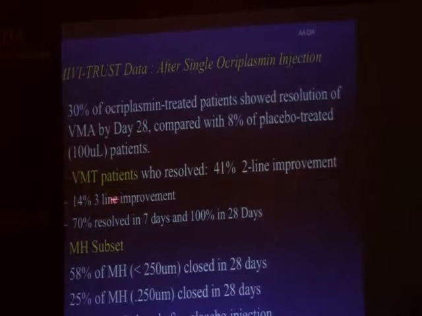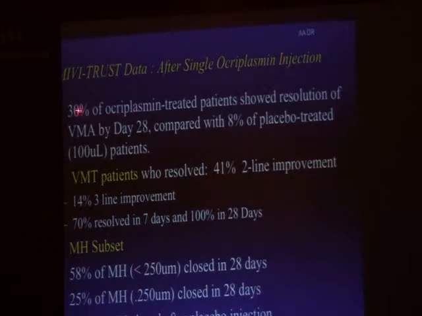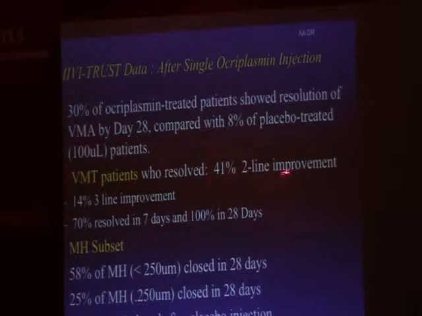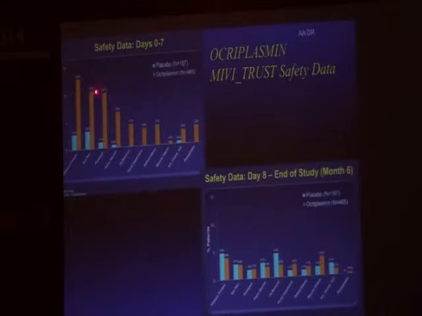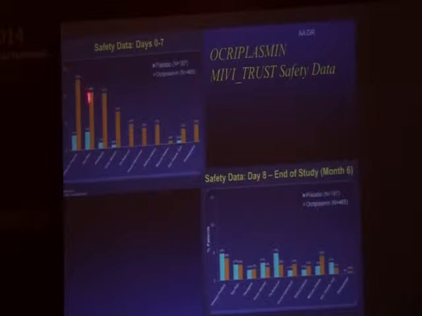Now if you look at the VMT patients who actually resolved, out of this 30%, 41% had a 2-line improvement, 14% had a 3-line improvement, and 70% resolved in 7 days. Now the question is whether the cost is really relevant: it costs about $4,000 for only 30% resolution, and you end up with some problems which I'm going to mention. In the macular hole subset, these were the results, I'll not go over that. If you look at the side effects, the safety data shows the most common side effect was vitreous floaters, and the second commonest was eye pain. This is initially, and this is at day 8.